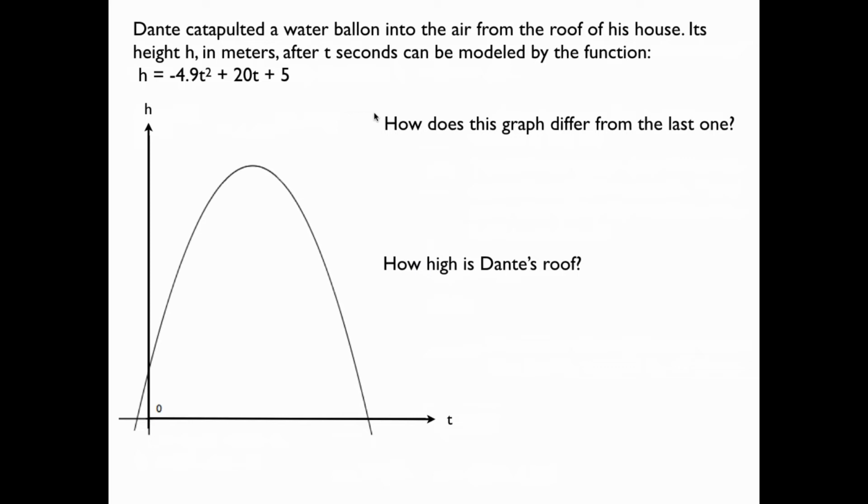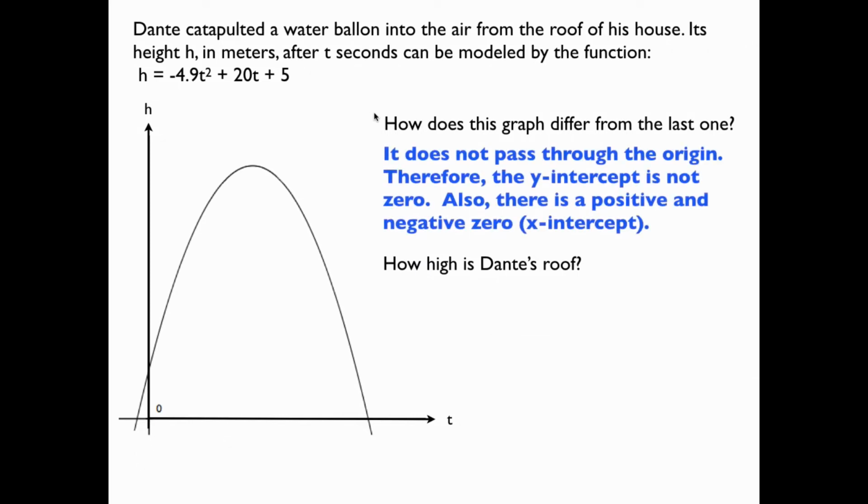All right, so hopefully you noticed that this graph does not pass through the origin, and therefore the y-intercept is not one of the zeros. And we know our y-intercept is often our starting point. Also, there is a positive and a negative 0. So one of the zeros is over here on the negative side of the horizontal axis, and over here there's a positive 0. So why is this important? Well, if you think about it, negative values for t, or time, don't really make sense in this context.